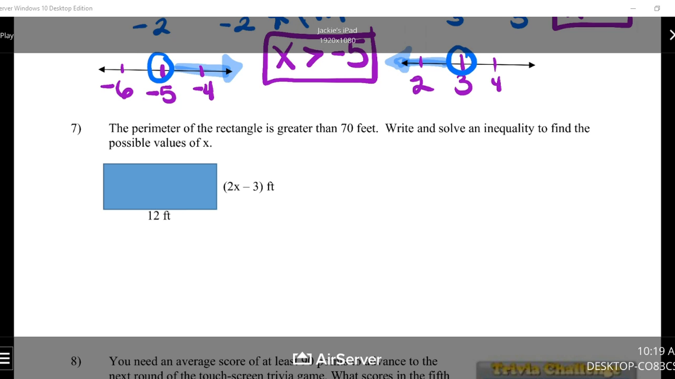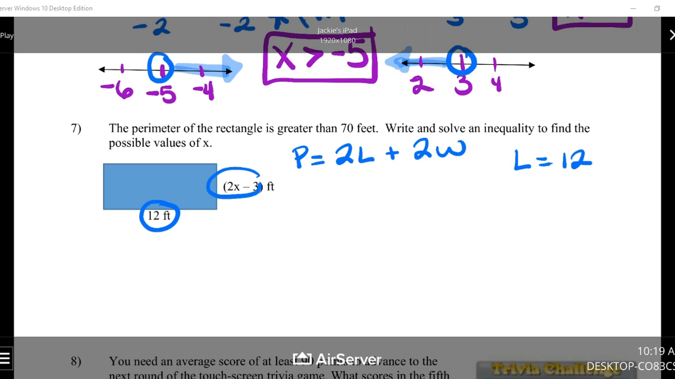All right, for our 2 word problems, our first word problem is dealing with perimeter. Now remember, the perimeter formula is 2L plus 2W. 2 times the length plus 2 times the width. So we have 2 dimensions. Doesn't matter which one is the length and which one is the width, but one of them is 12. Let's call that the length. And the other dimension is 2x minus 3. Let's call that the width.